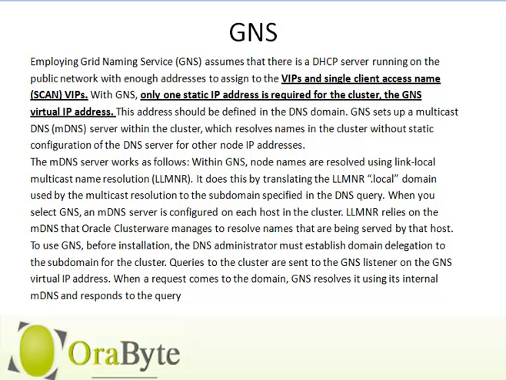With the GNS configuration, only one static IP address is required for the cluster, the GNS virtual IP address. This address should be defined in the DNS domain. GNS sets up a multicast DNS server within the cluster, which resolves names in the cluster without static configuration of the DNS server for the other node IP addresses.